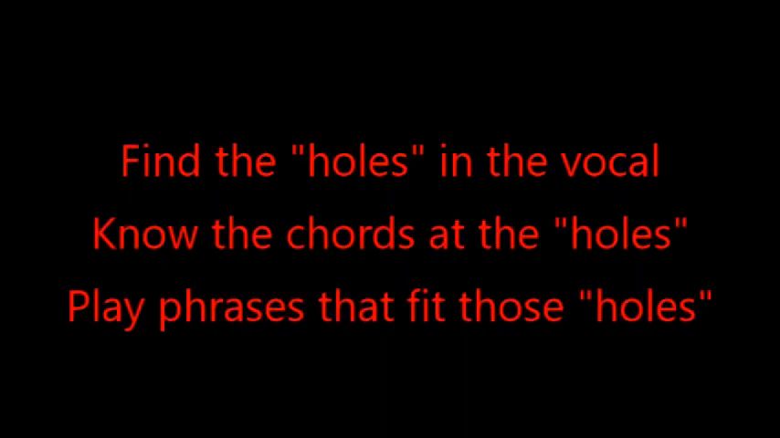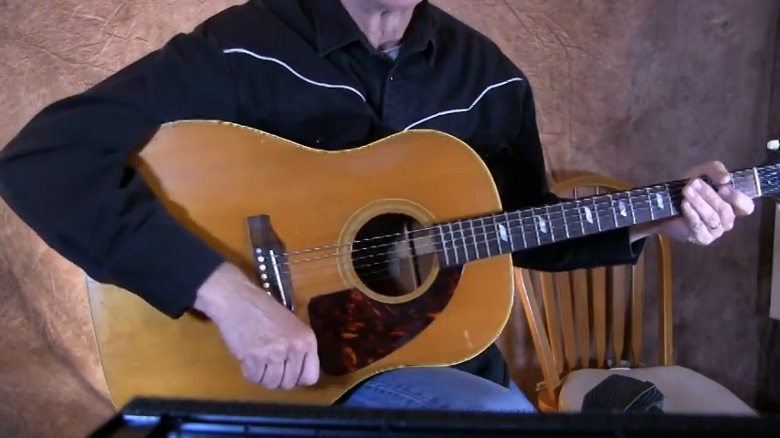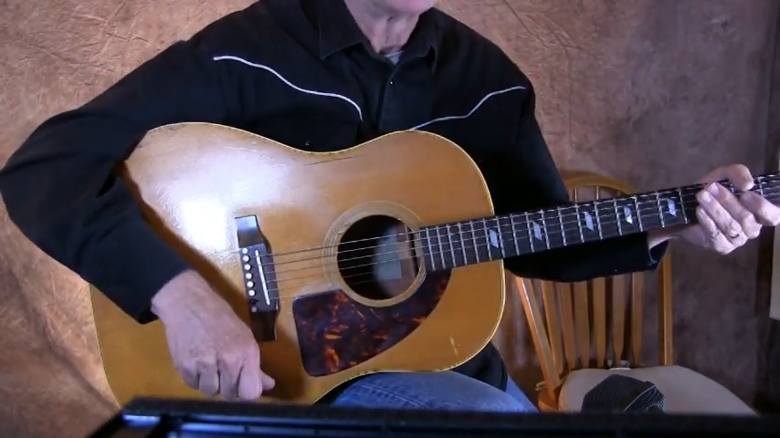In the example, I used simple scale phrases to keep everything easy. You can play any phrase that works with the chord. In review, find the holes in the vocal, know what chords happen at those holes, and play phrases that fill that length of time. Here, I'll play this slow a couple of times, and I want you to practice filling in the holes.